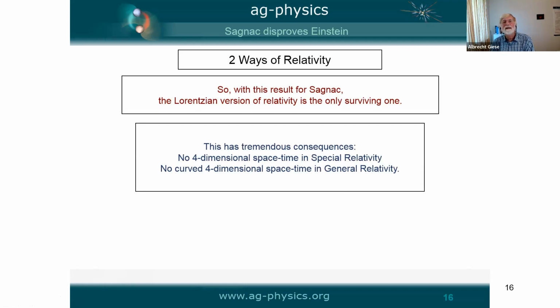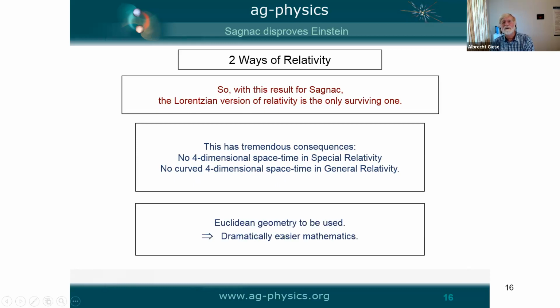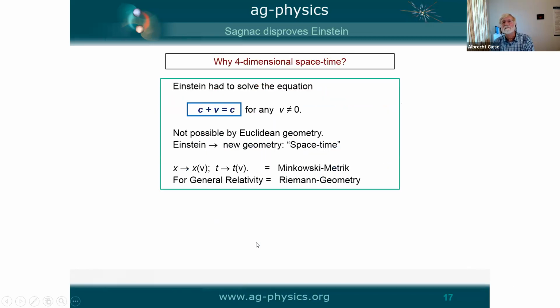We do not need any four-dimensional space-time in special relativity. We do not need curved four-dimensional space-time in general relativity. We can use Euclidean geometry, and that is dramatically easier mathematics.